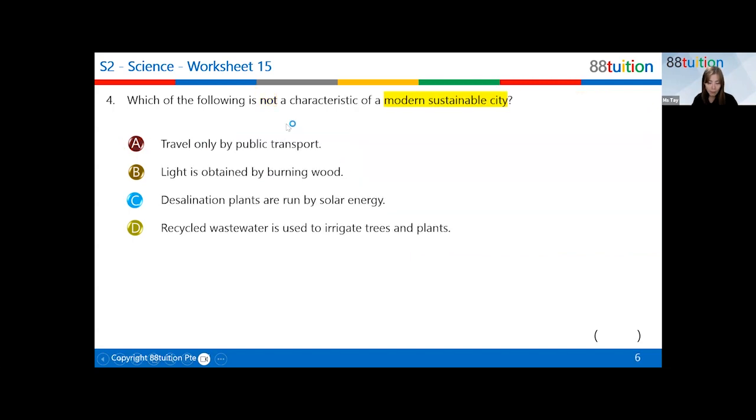Okay, question 4. Which of the following is not a characteristic of a modern sustainable city? So there are hints here in the words. So tell me, what do you understand by modern sustainable city? You can tell me individual meanings for the words, or you can just tell me a collective one. What is the meaning? You need to know this because it's going to give you hints.